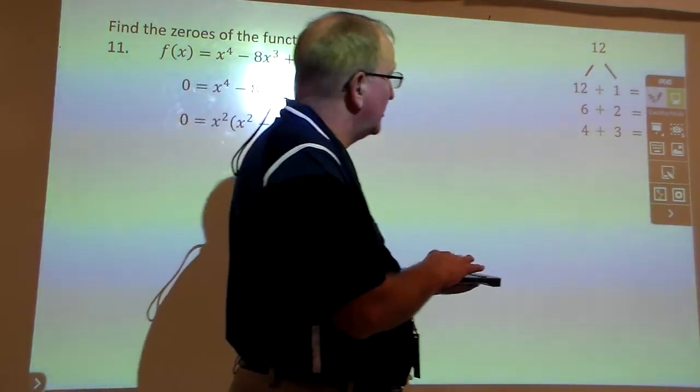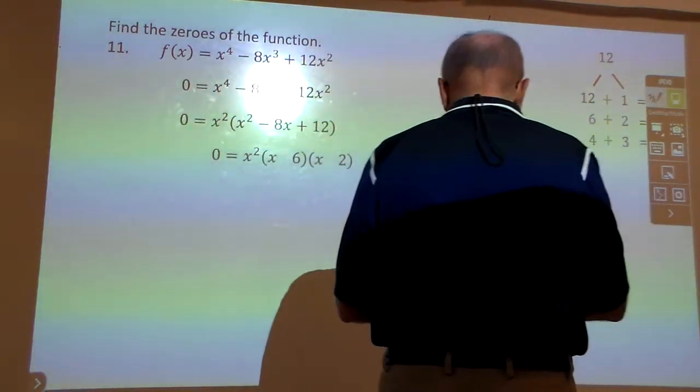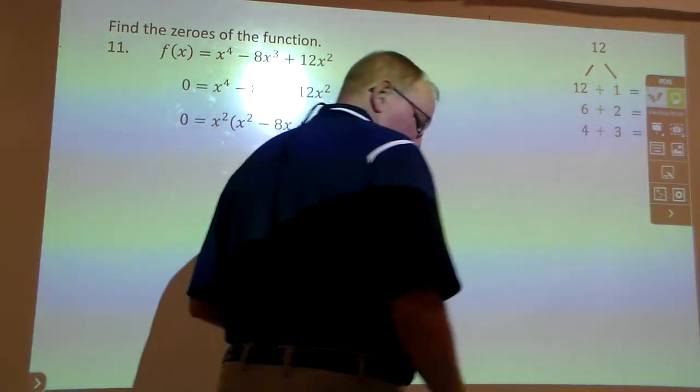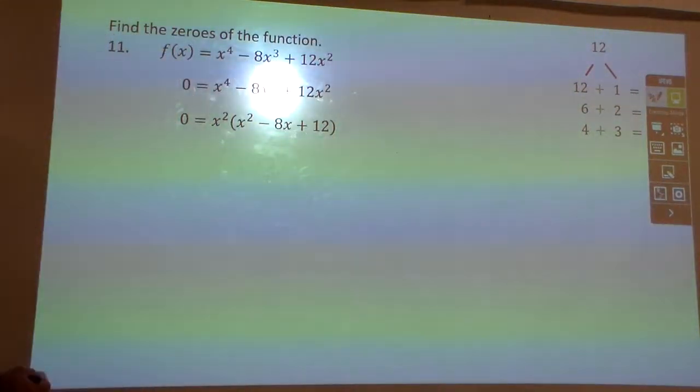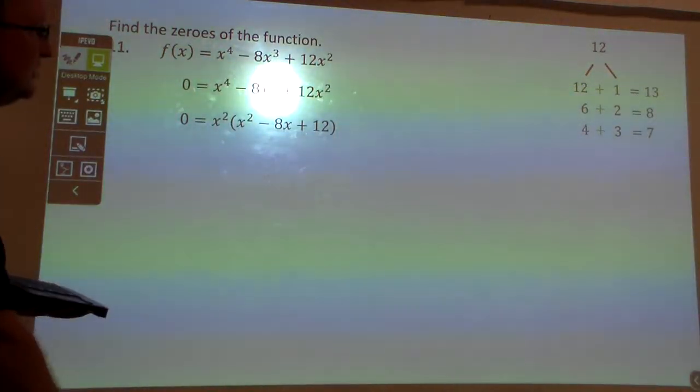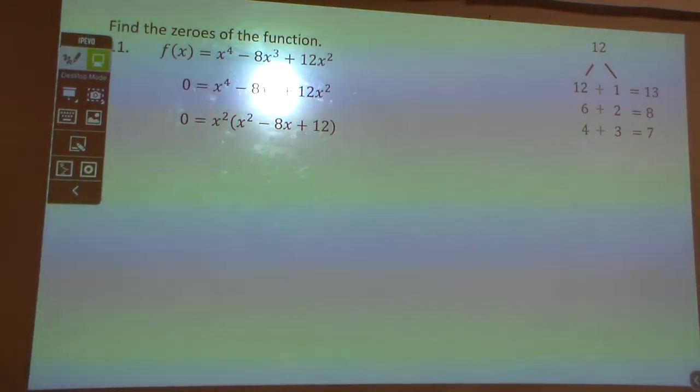And you kind of, my numbers don't really show up too well right there because, hold on a second, we can fix that. All right. Which one of those makes the middle number? 6 and 2. 6 and 2.